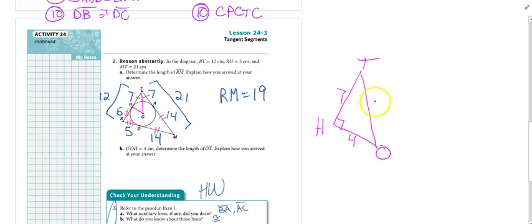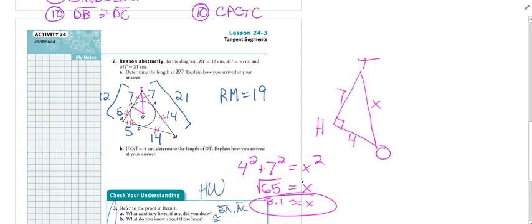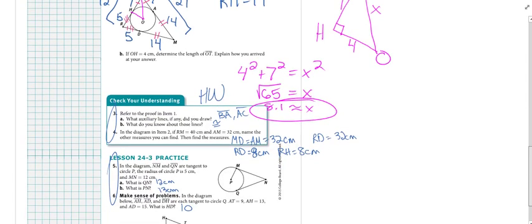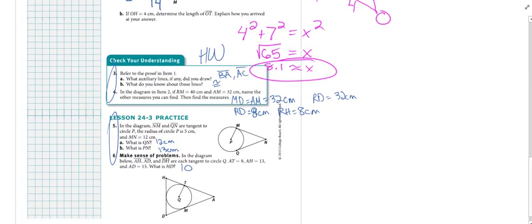Now how do we find OT? Simple. We have a right triangle, we use the Pythagorean theorem. 4 squared plus 7 squared equals x squared. Solve for x. x is the square root of 65, or a little over 8. So it's just the Pythagorean theorem and using our tangent segment theorem. Our homework is going to be these 4 problems. Here are the answers. I want to see work for these, but it's all the same ideas that we just talked about.